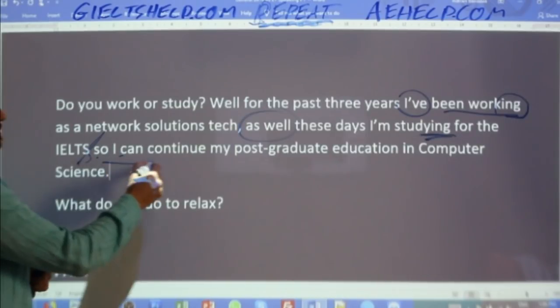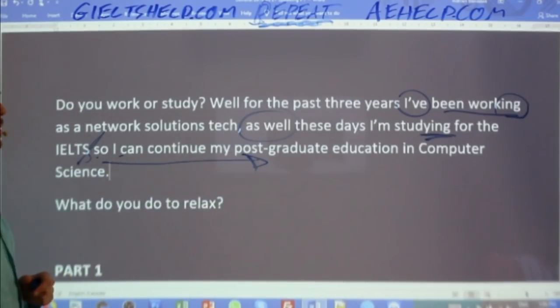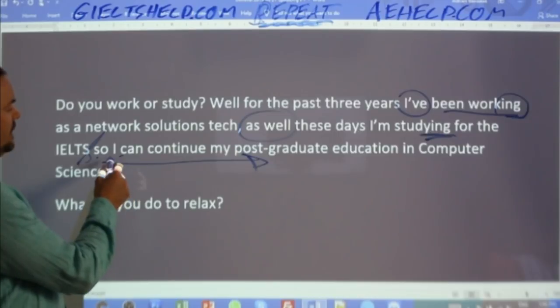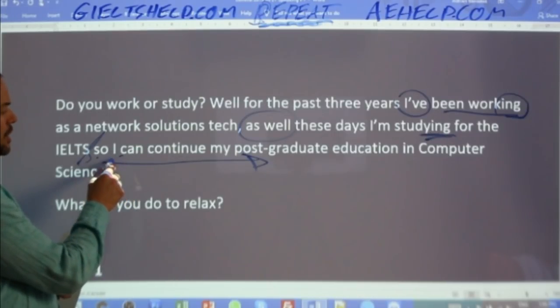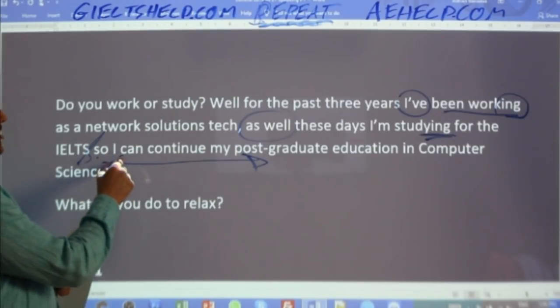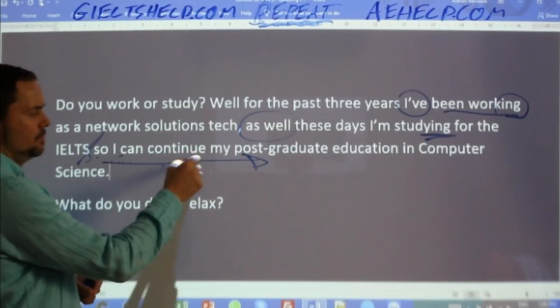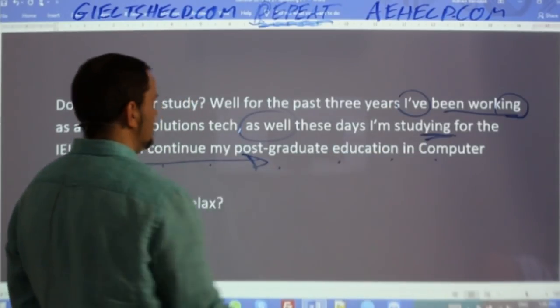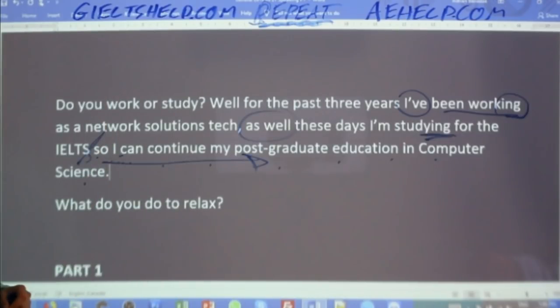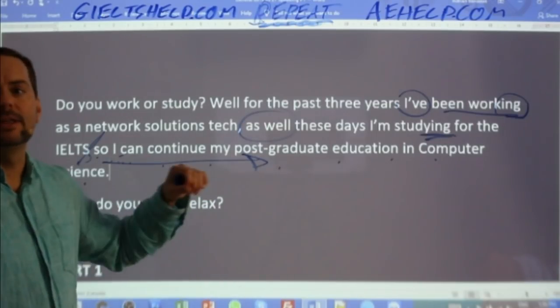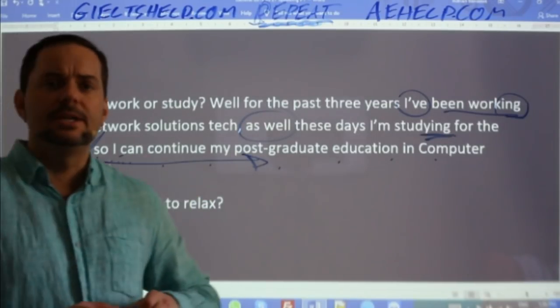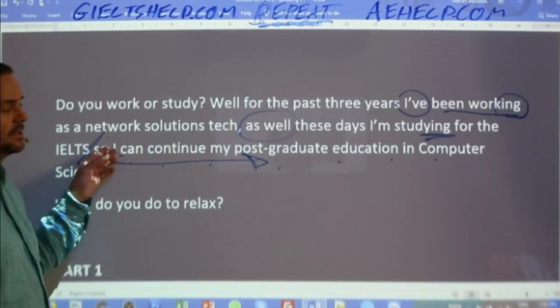Okay, so I continue with this. Why? Why did I feel that it's necessary or important to add this last phrase? I can continue my postgraduate education in computer science. Why did I do that? It is one long sentence, Pichu. Absolutely. So it's showing nice fluency, right? Why did I do that? Why didn't I just stop at IELTS?